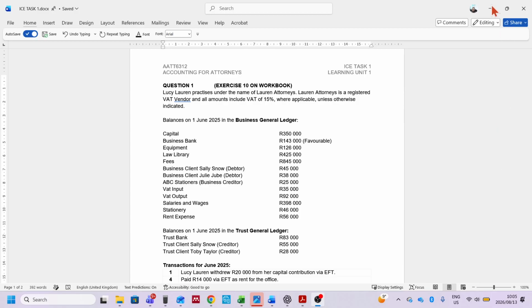Okay, please note that we are now starting with our class. So we've got the following information, which is provided as part of activity 10 in your workbook.